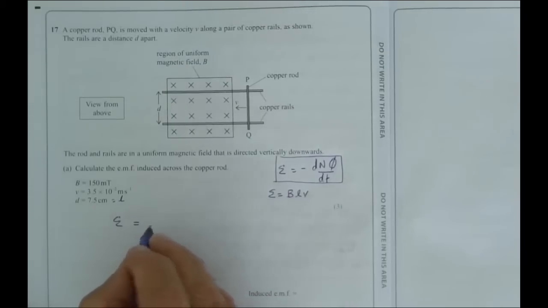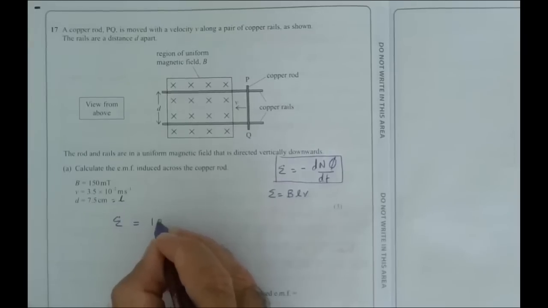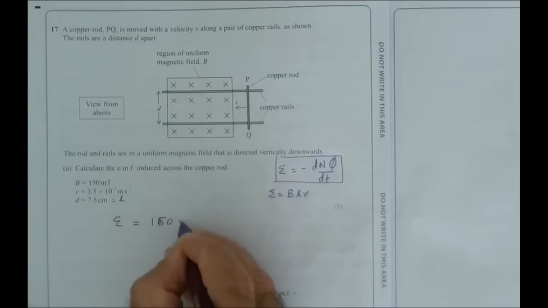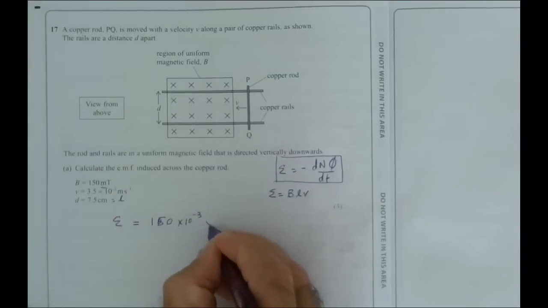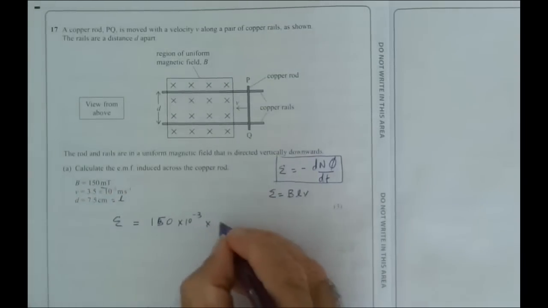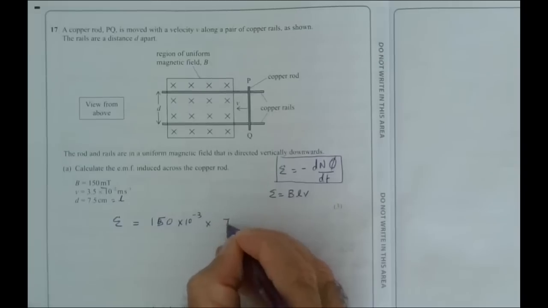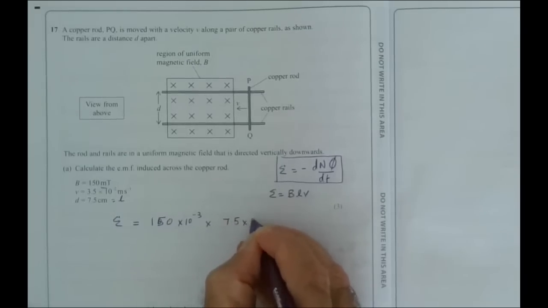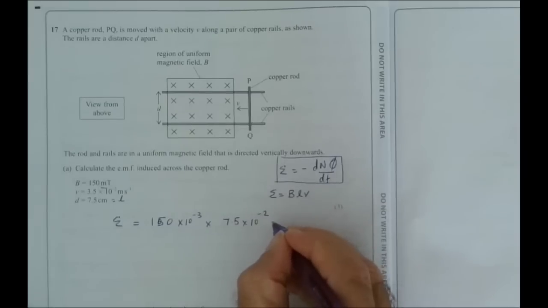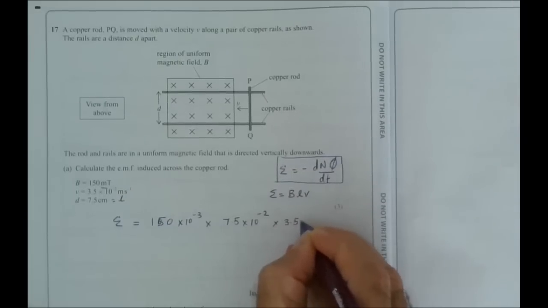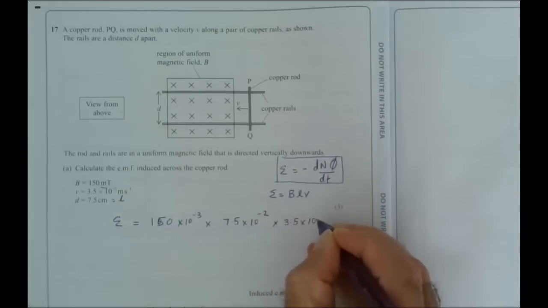So the EMF is 150 times 10 to the minus 3. Remember, the milli means 10 to the minus 3, times the length, which is 7.5 centimeters, so 7.5 times 10 to the minus 2 meters, and the velocity is given to us as 3.5 times 10 to the minus 2.